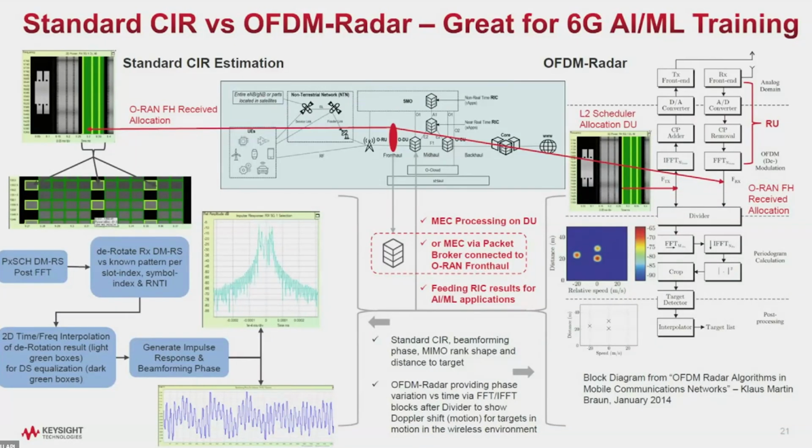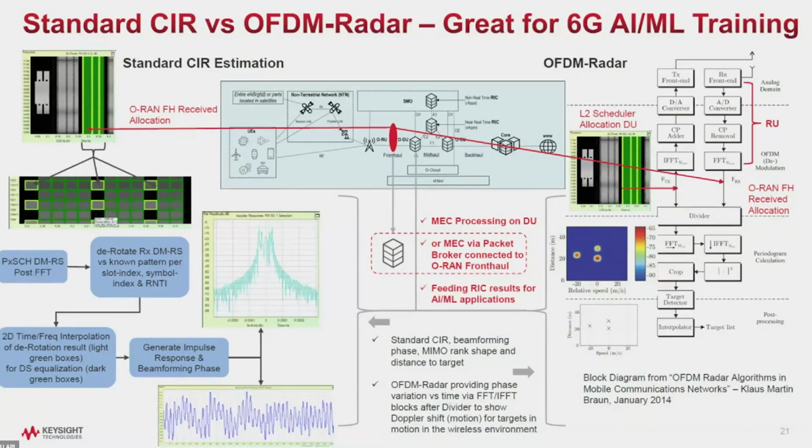That's not new, but what is novel here is the visualization of this channel impulse response and the beamforming phase, and also, though I didn't show it here, MIMO channel rank as well. So this gives us a very interesting set of data that we can use to run AML techniques on, visually on this time frequency grid. The other one over here is the OFDM radar. What happens here is we do a similar thing.